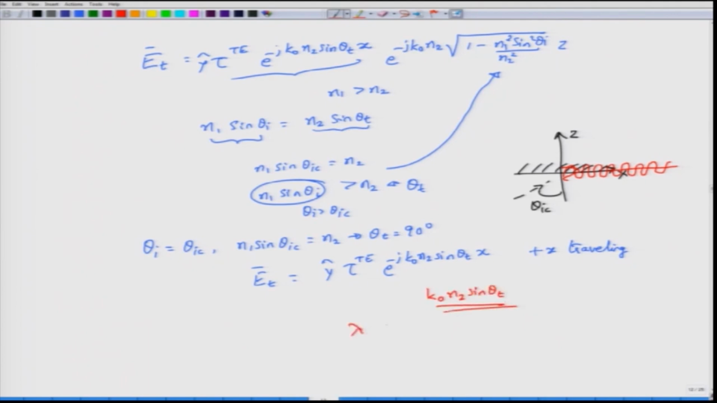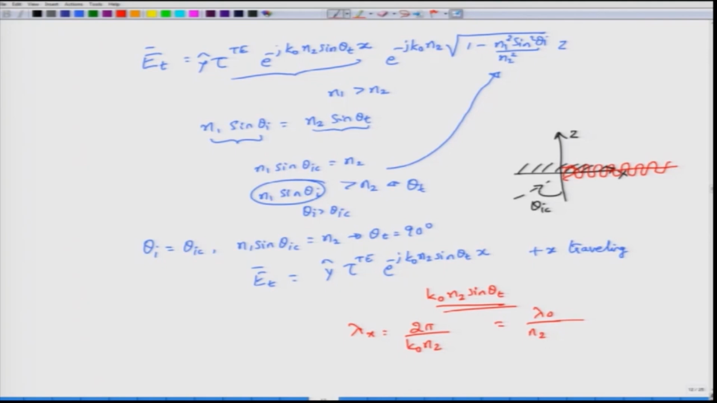And the lambda along the x axis for the wave which is propagating now will be given by 2 pi by k0 n2 sin theta t. 2 pi by k0 is the free space wavelength lambda 0. So, this is lambda 0 divided by n2 sin theta t. Sin theta t will be equal to 1 in this case, and therefore you would have lambda 0 by n2. So, it is very interesting that the wave is actually propagating along the interface at theta i equal to theta ic.